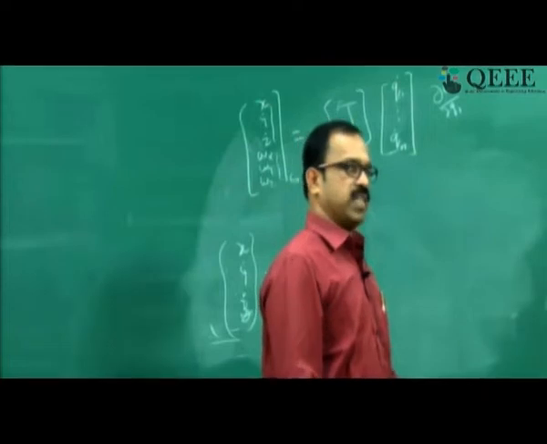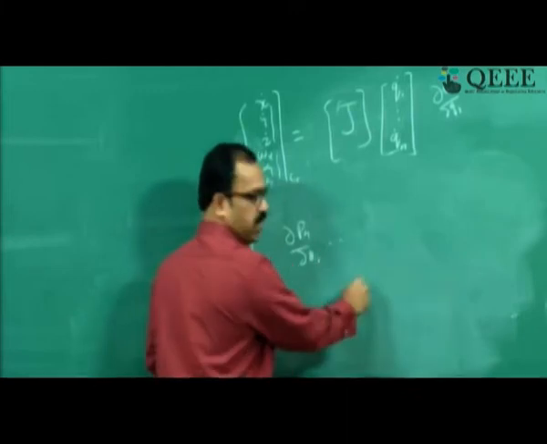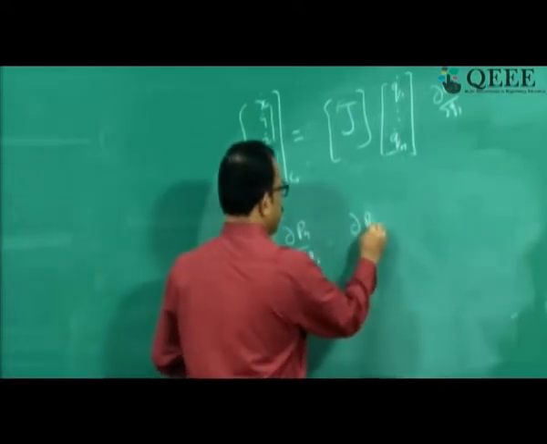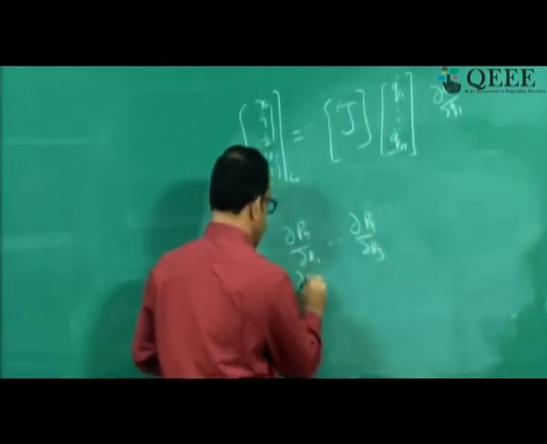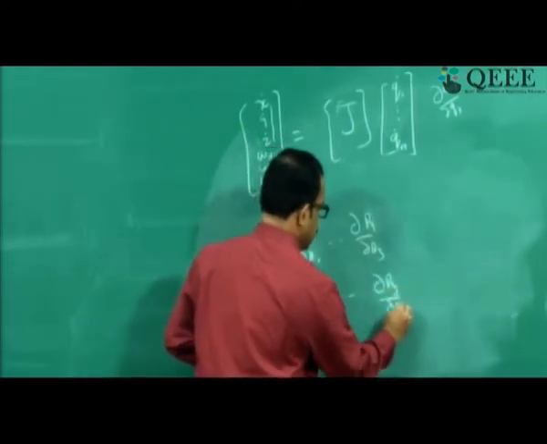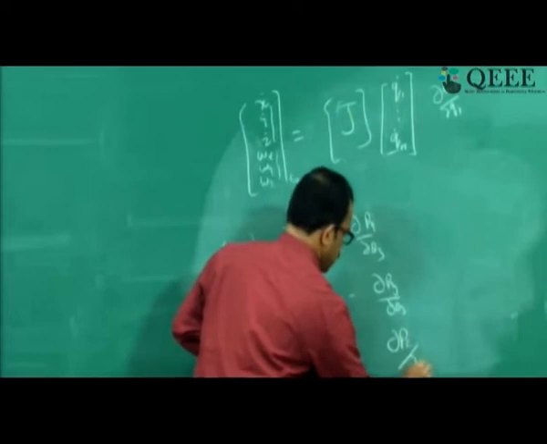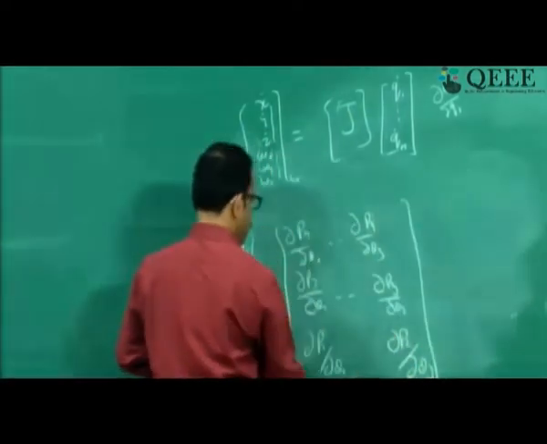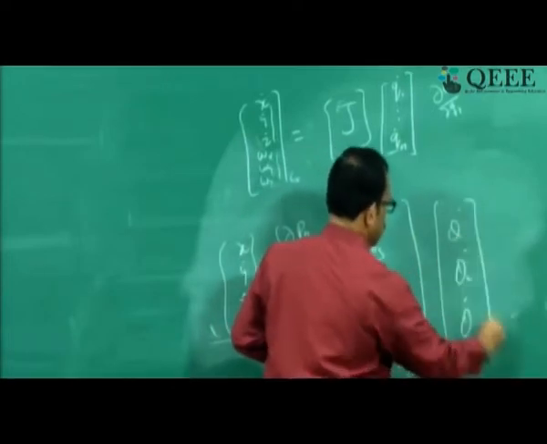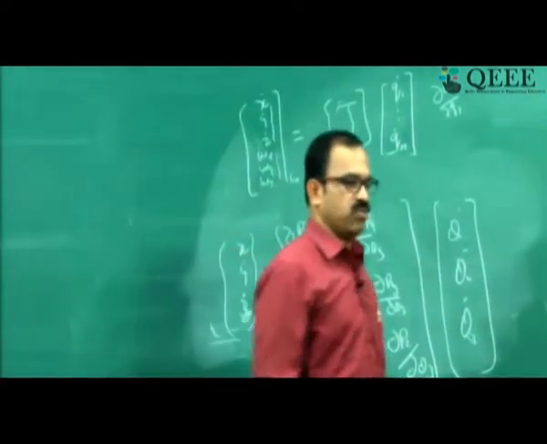So you take the partial derivative of Px over theta 1, theta 2 and theta 3, because we are having 3 angles here. Similarly Py over theta 1 to theta 3, and Pz over theta 1 to theta 3, multiplied by theta 1 dot, theta 2 dot, theta 3 dot will be the relationship, and this is going to be the Jacobian.